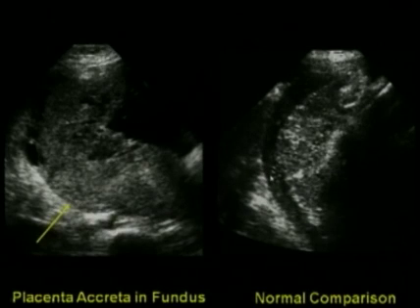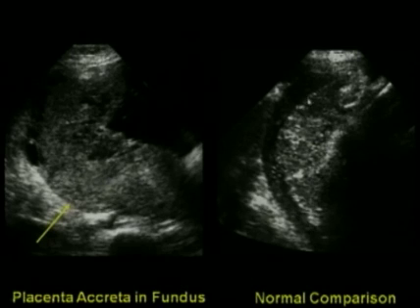Accretas don't have to happen, and don't only happen, in the lower uterine segment at C-section scars. They can occur anywhere in some cases. Here is a case of a woman who had a prior D&C, which presumably damaged her endometrium, which led to a placenta accreta in the fundus.